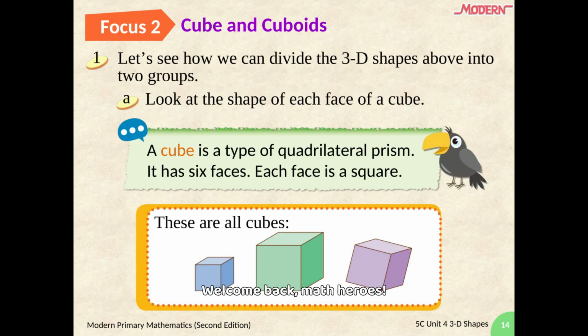Welcome back, Math Heroes. Did you have sweet dreams about vertices and edges? I hope so. Today, we're zooming in on the most famous members of the 3D family, cubes and cuboids. Look at these shapes on the screen. Our friend here is asking a great question. What type of prism do they belong to? Well, spoiler alert, they're all quadrilateral prisms. That means they have four-sided bases. But why do some look so perfect, and others look like they've been stretched?